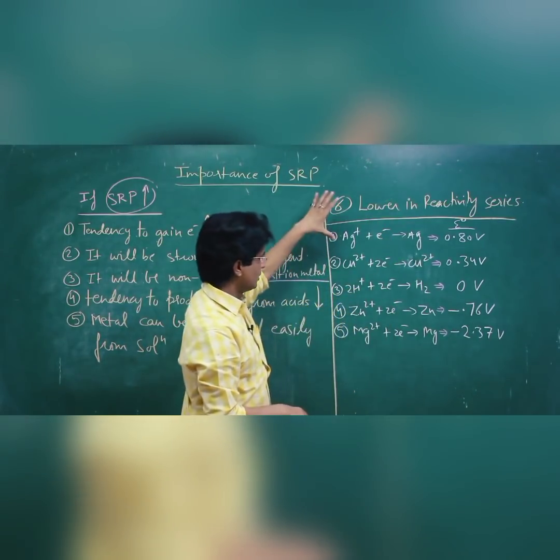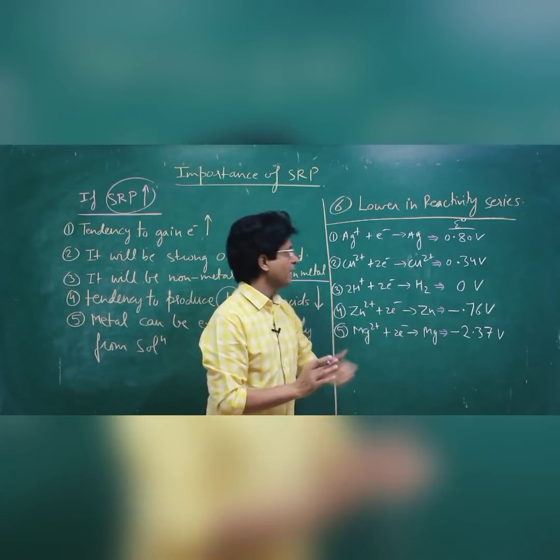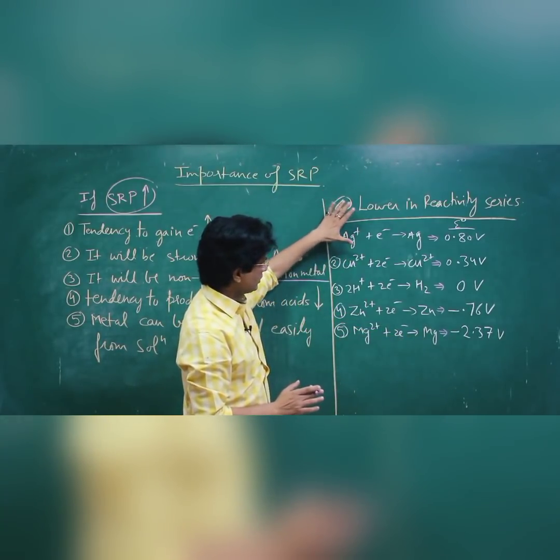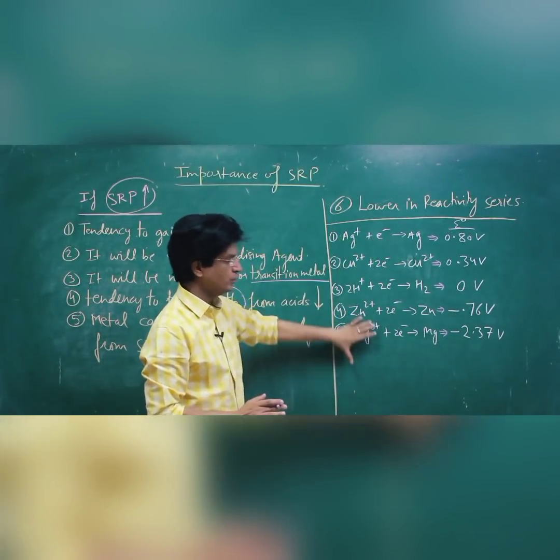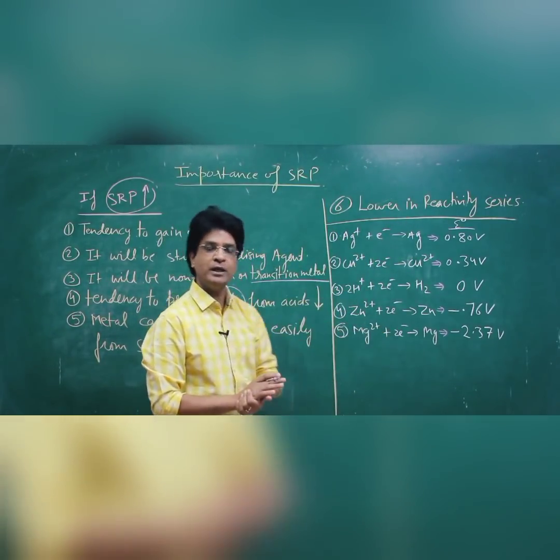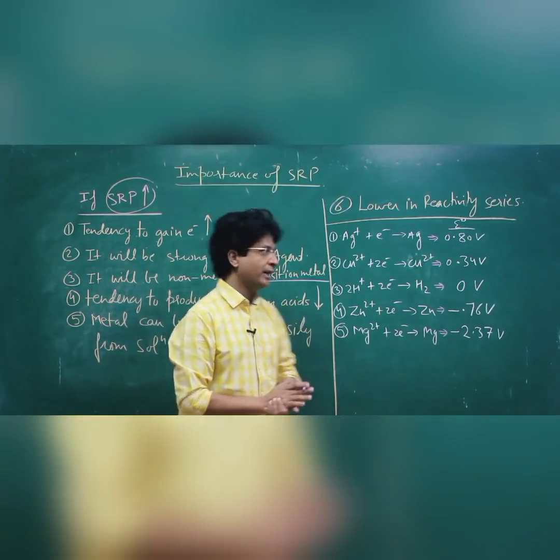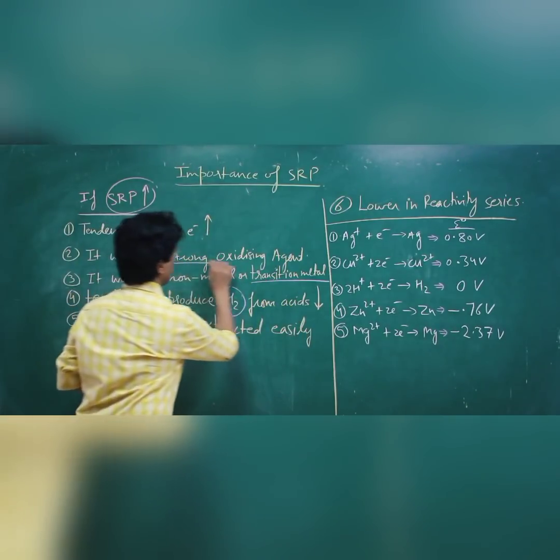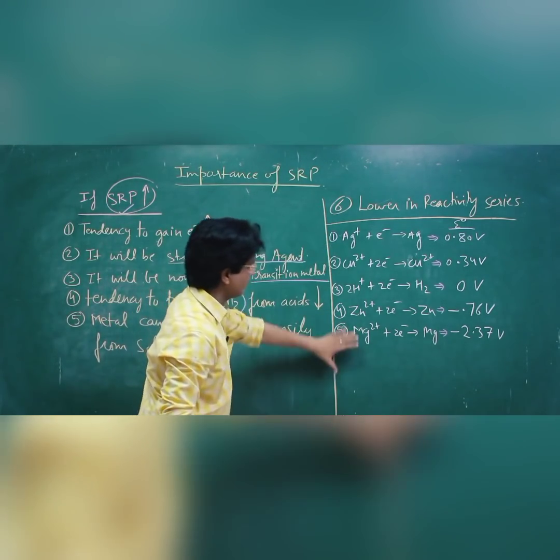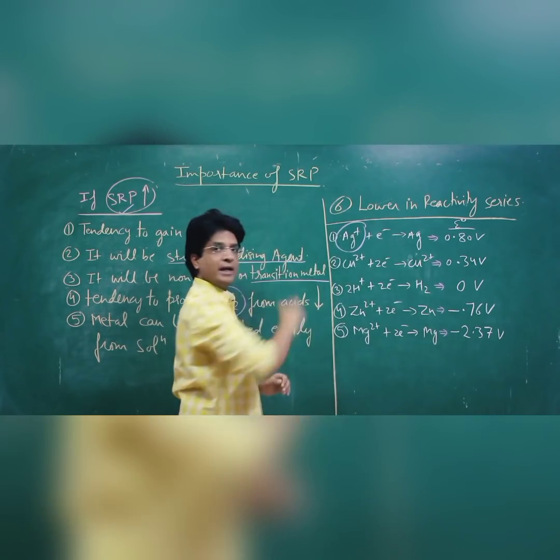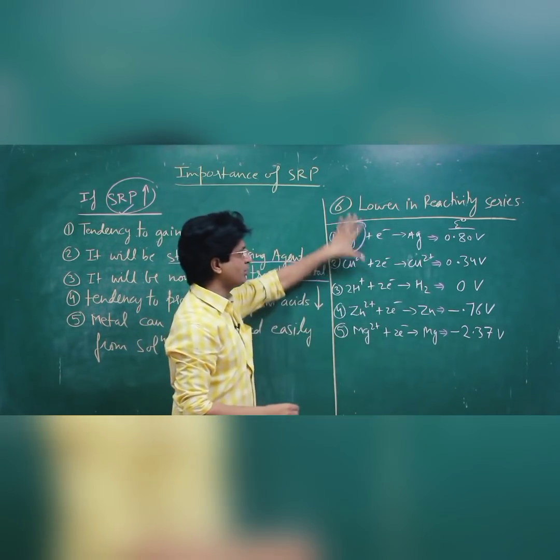Okay. Now let's do some questions based on this chart. Here we have some SRP values of certain elements and ions. If I ask you which element will be the strongest oxidizing agent, to be a strong oxidizing agent, SRP should be higher. So in this table, the SRP of Ag plus is higher, so Ag plus will be the strongest oxidizing agent among these.